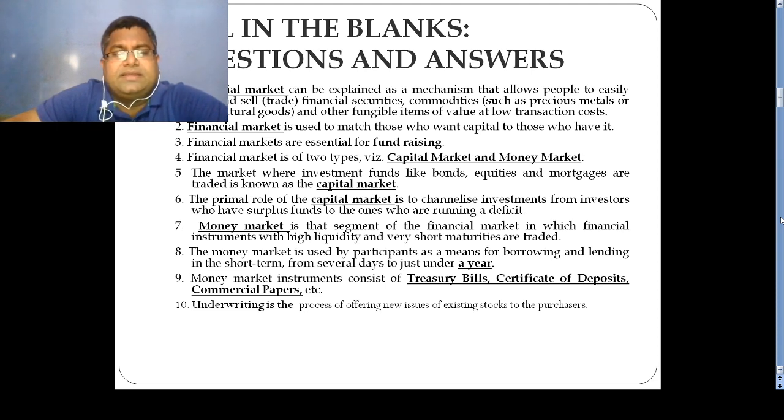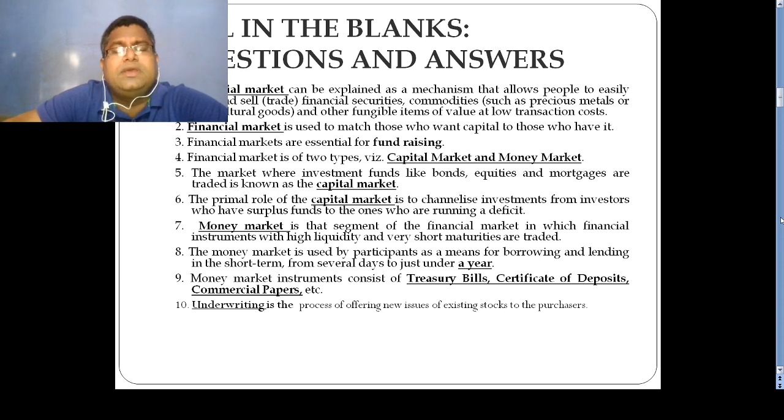The financial market is of two types: one is the capital market, another is the money market. What is the capital market? Bonds, equity and mortgages are traded in the capital market, which also channelizes funds between investors who have a surplus of funds and those who run a deficit. Similarly, in the eighth question, the money market is used by participants as a means of borrowing and lending in the short term, from several days to within one year.